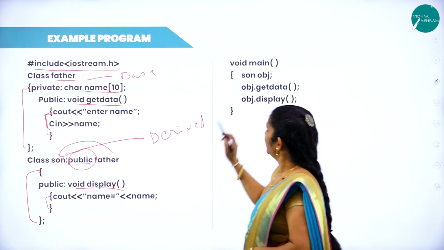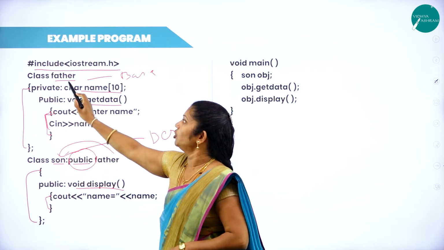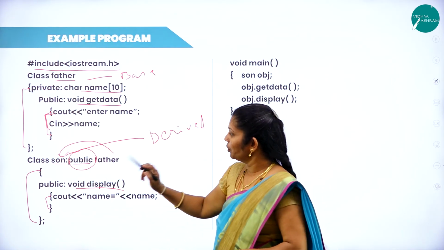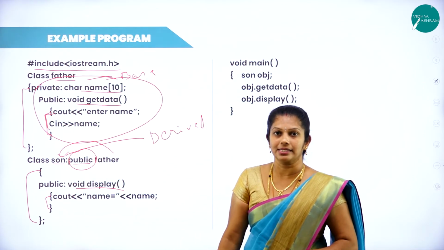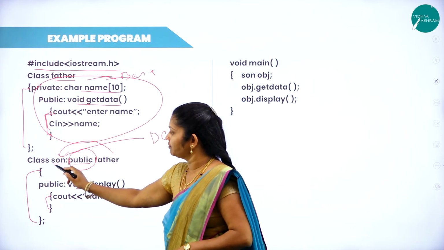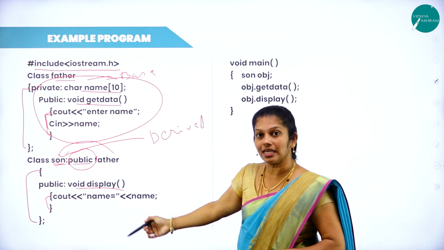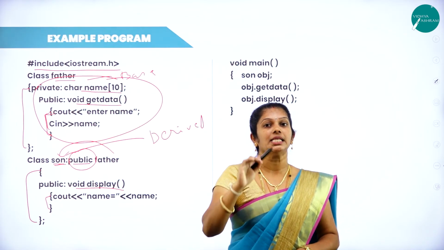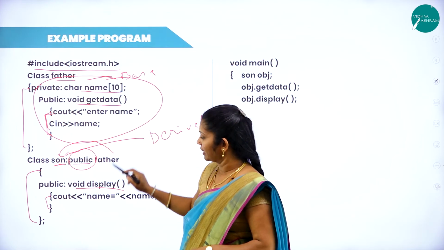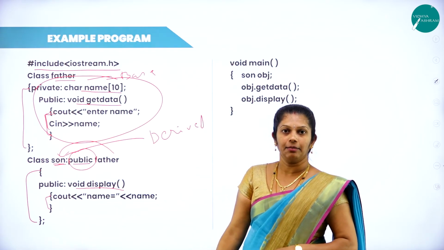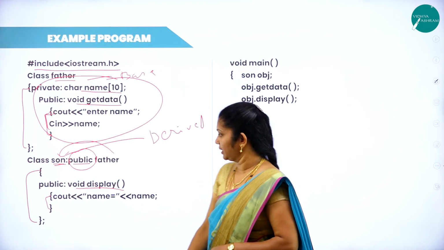Now, is it clear? If you observe in the main program, I am creating an object for son, not for father. If I create an object for son, then I can access father properties as well as son properties. Both the properties we can access. For example, the get data function I can access as well as the display function.